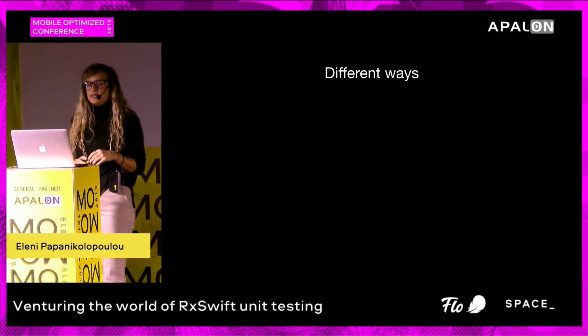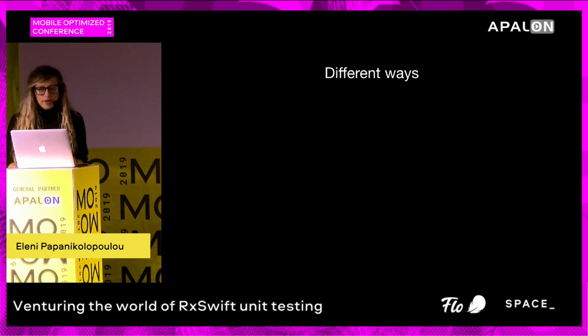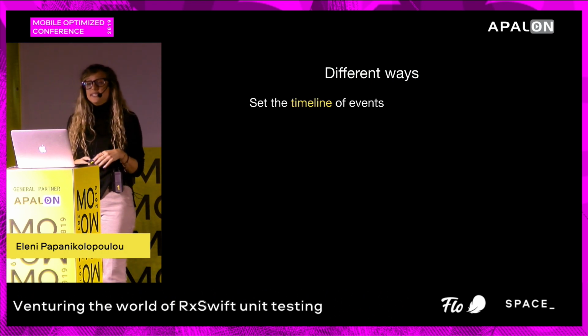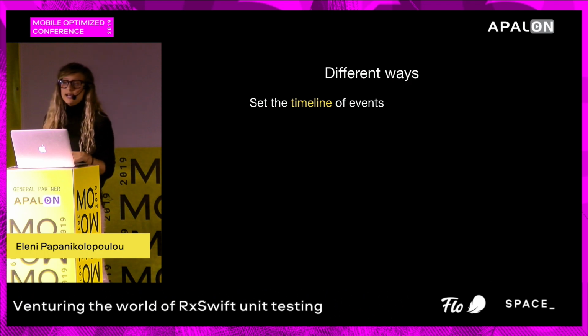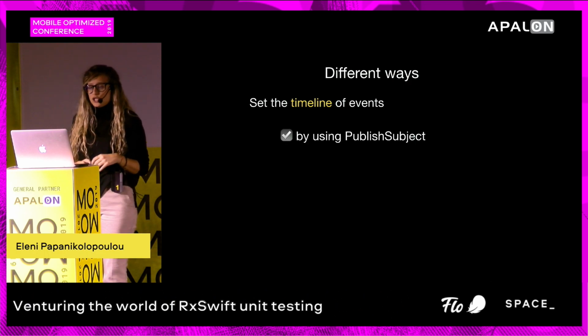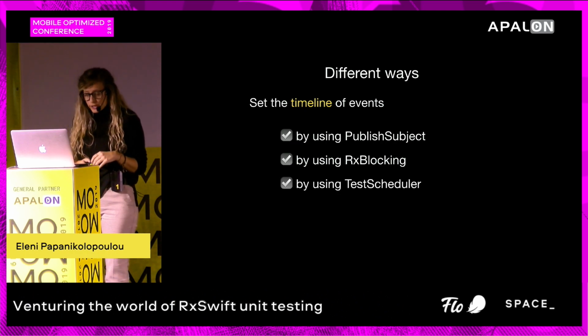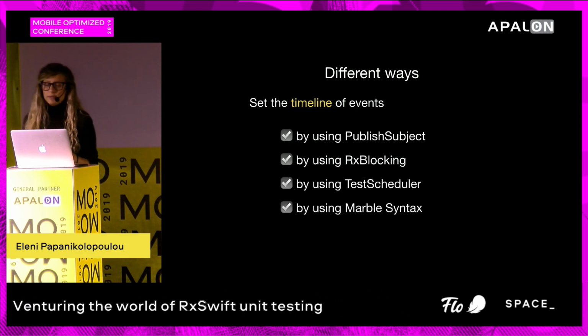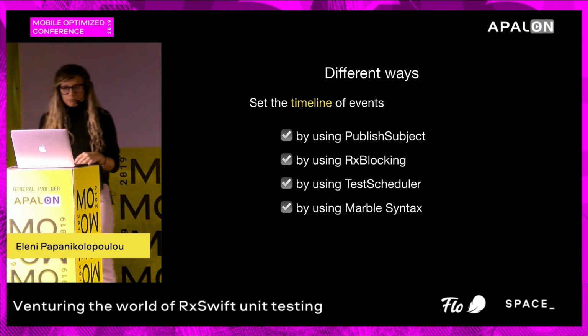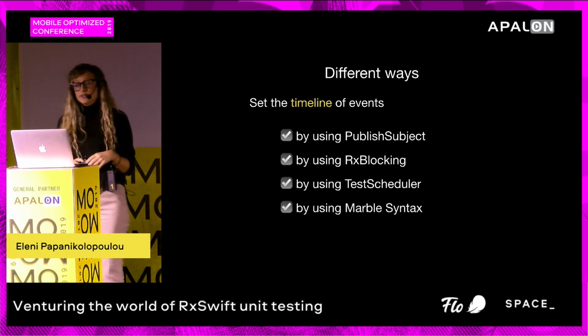So there are different ways in which we can unit test our app, and the basic differentiating factor is the way that we set the timeline of events. The different ways are by using a public subject, by using RxBlocking, by using a test scheduler, and by using Marble syntax. We're going to see how we can write the unit tests with all these ways and discuss their pros and cons.